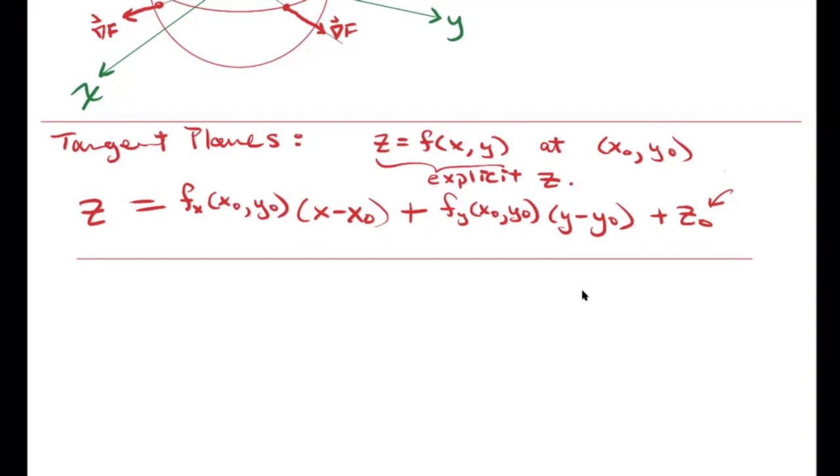But let's say for an implicit surface, let's say big F of x, y, z equals c, the tangent plane to a point x naught, y naught, z naught has normal vector. What should we use for the normal vector?